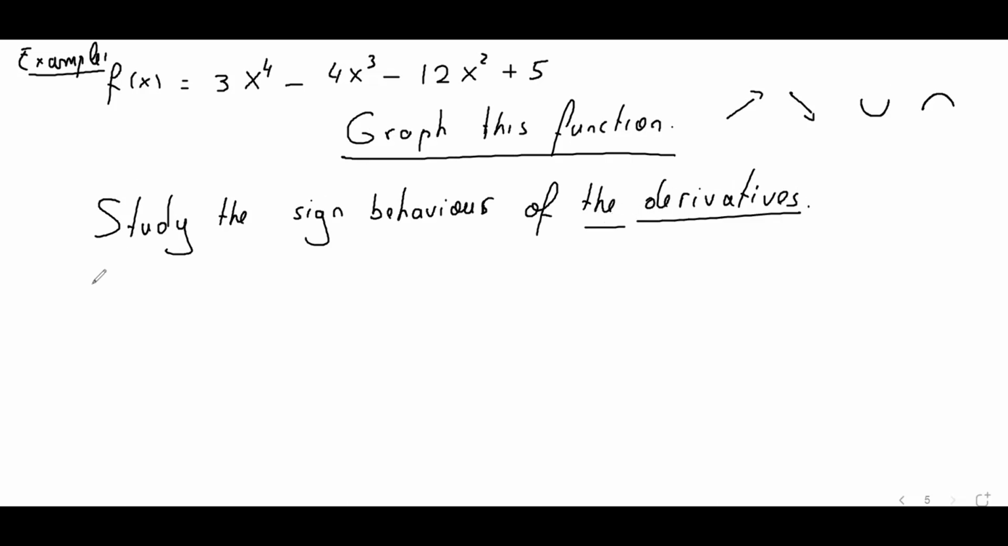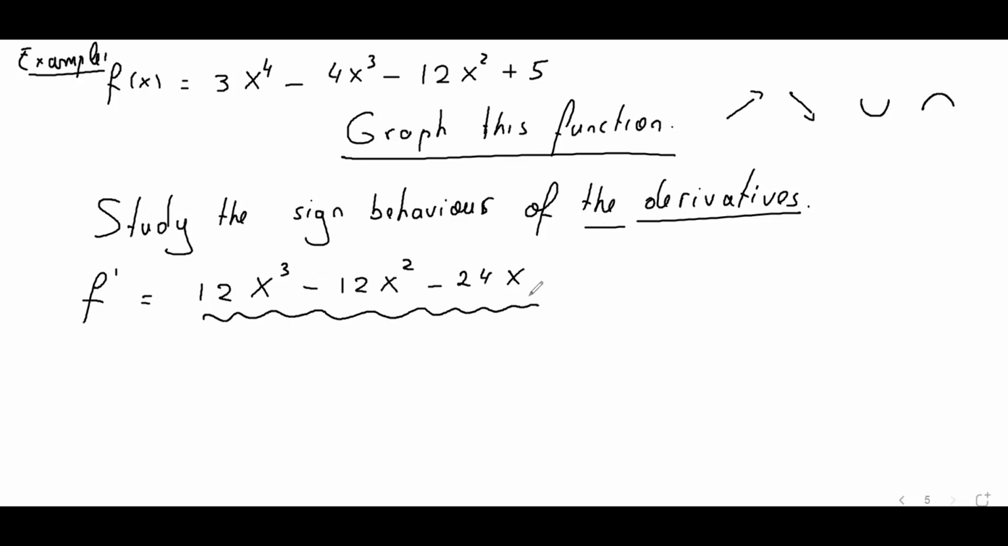All right, so the first thing that I'm going to do here, I'm going to do f prime. f prime is equal to 12x cubed minus 12x squared minus 24x. And I'm going to study the sign of this thing here. But luckily, this thing here is factorable. I can factor 12x.